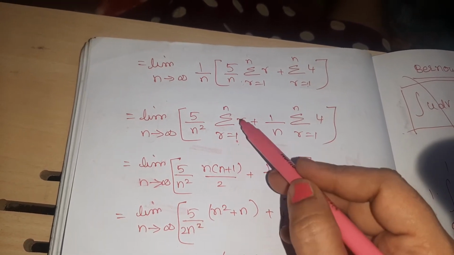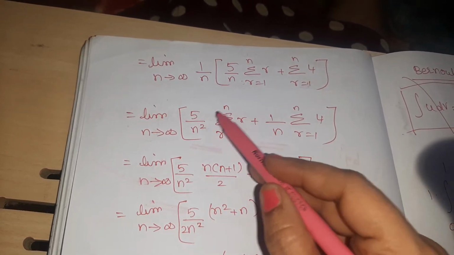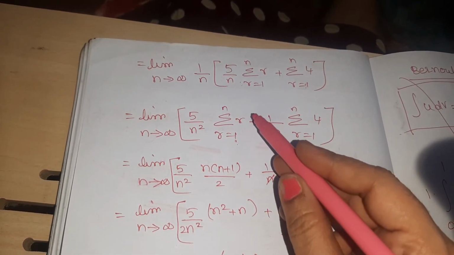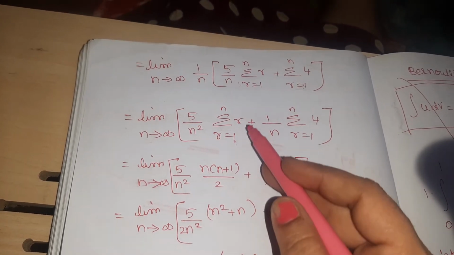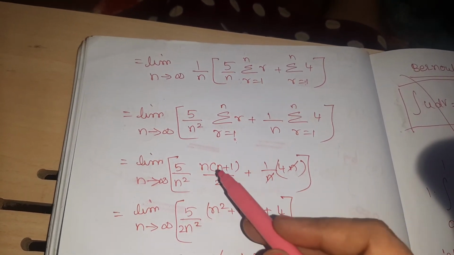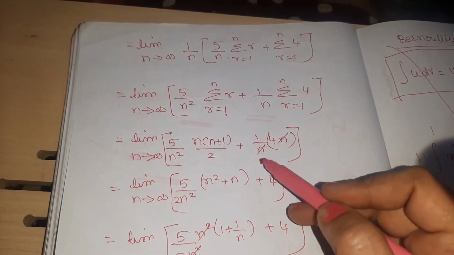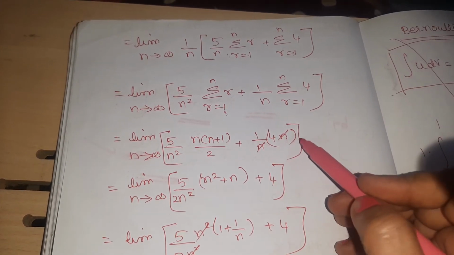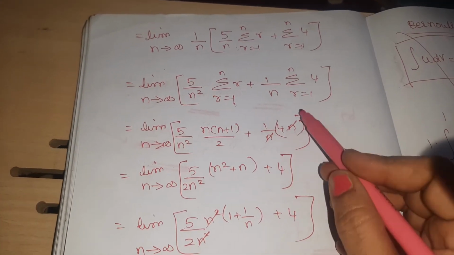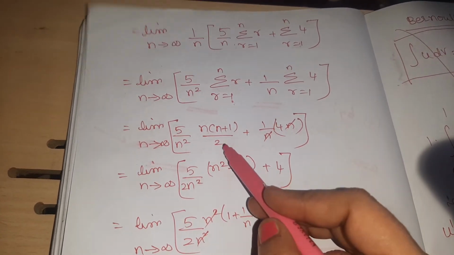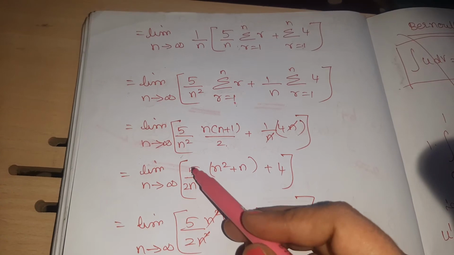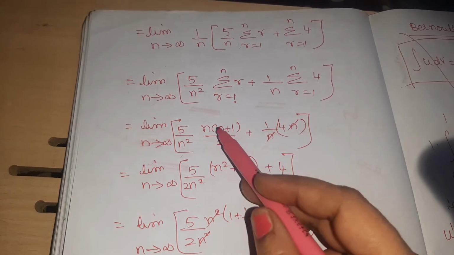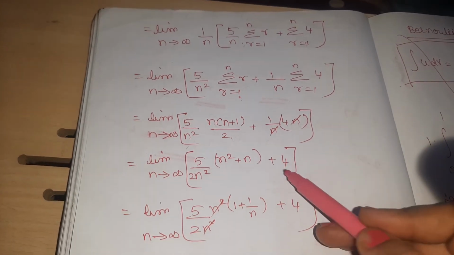So 5 by n square, this is summation 1 plus 2 plus 3 plus 4 up to n. So sum of n terms. The sum of n terms formula is n into n plus 1 by 2, plus 1 by n. If you substitute r is equal to 1 to n, you will get 4n. So this n and this n can be cancelled. So this 2 I can multiply here. So 2 into n square into n. So n into n square plus n plus 4.